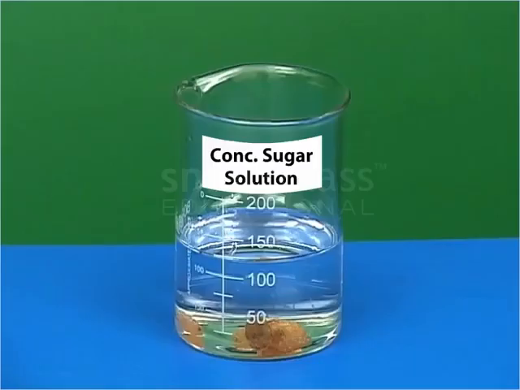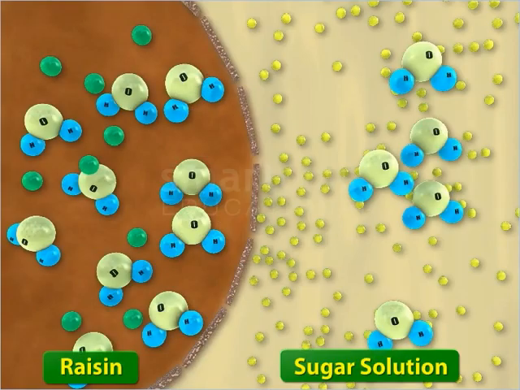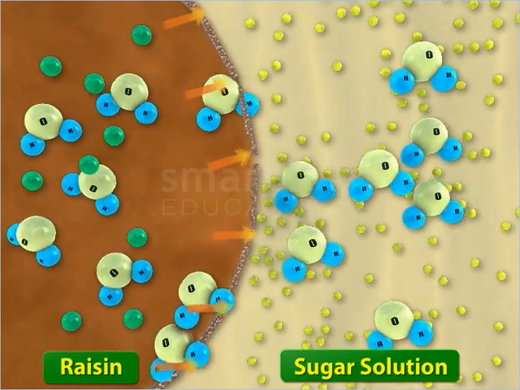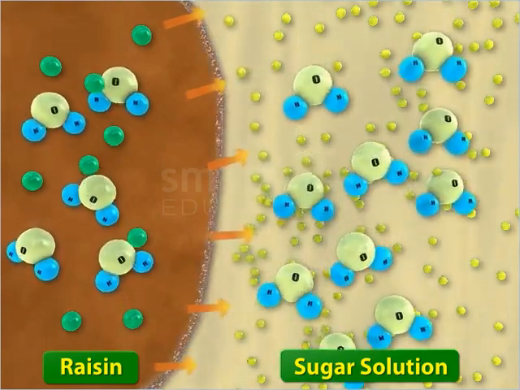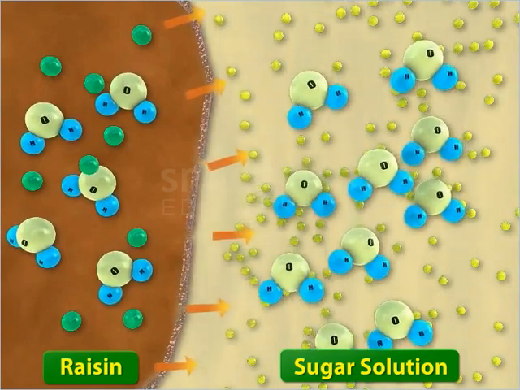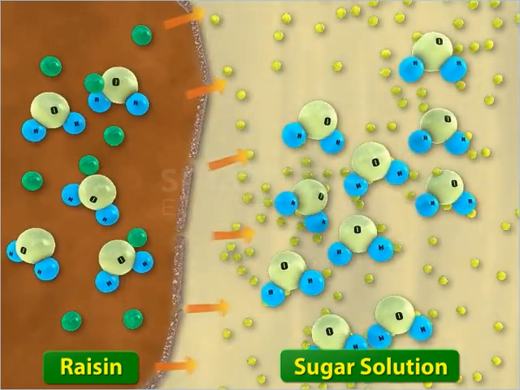On the other hand, in the second case, where the swollen raisins were kept in concentrated sugar solution, they shrink. Here, the outside medium has a lower solvent concentration than the medium inside the raisins, which means that here sugar solution acts as a hypertonic solution. Due to the difference in concentration, exosmosis occurs, which causes the water molecules to move from the raisins into the sugar solution. It results in the raisins shrinking.